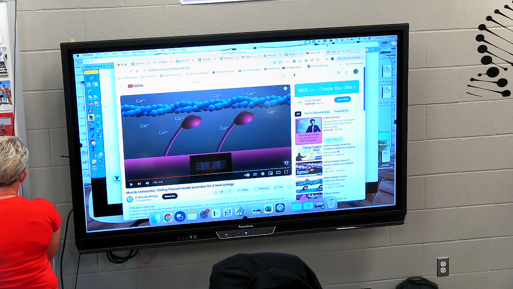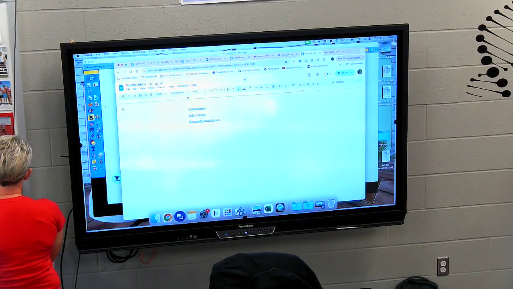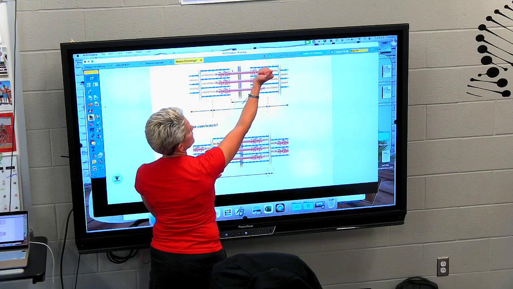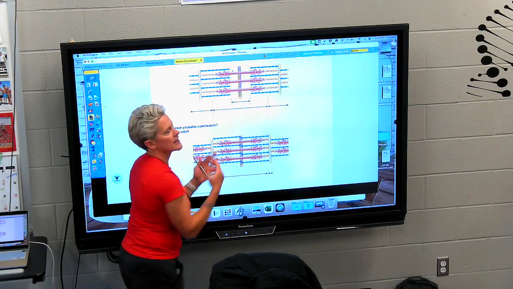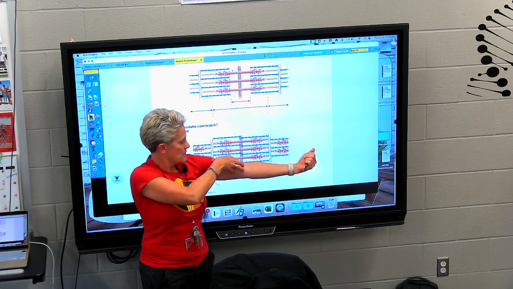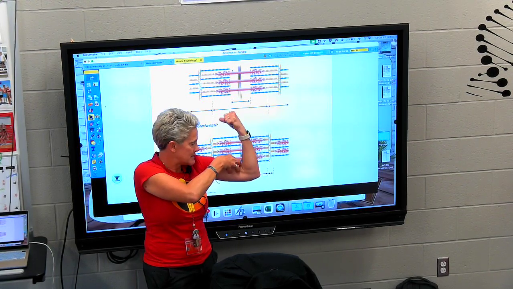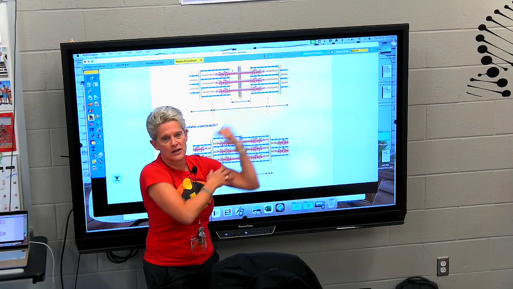All right, and I'm going to put this video in Schoology for you so that you can see that. But that's what's going on here when it receives that message. It pulls on there and it slides over one another, and when it does, the whole muscle shortens, all right? It takes up less space, pulls on this bone and causes contraction.